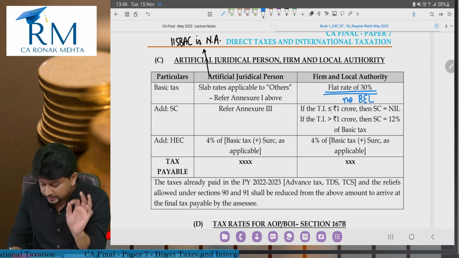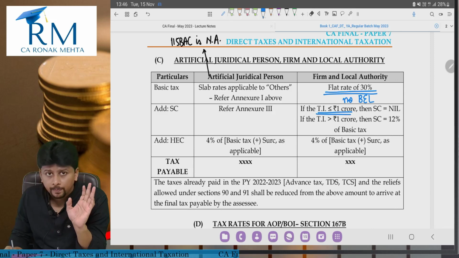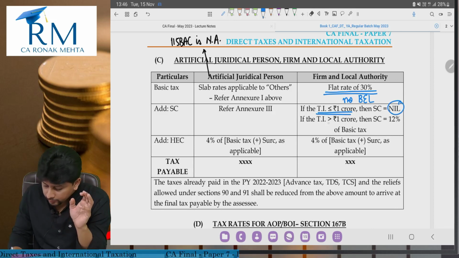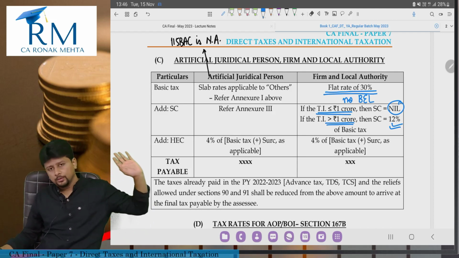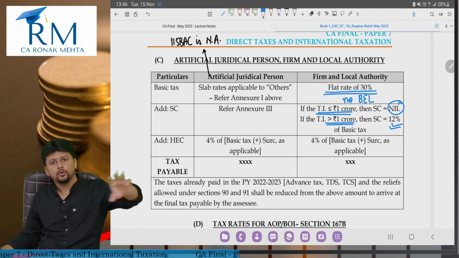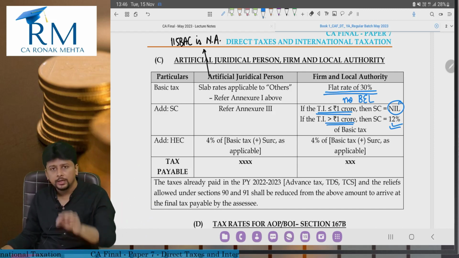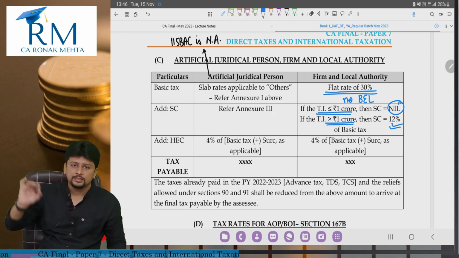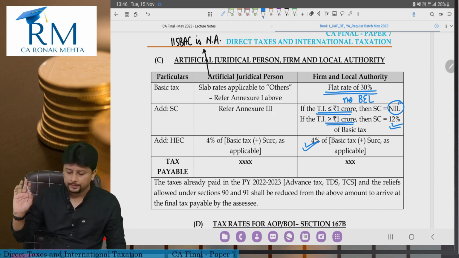This is the simplest surcharge thing. If your total income is up to 1 crore, no surcharge. If your total income is above 1 crore, surcharge is at 12%. Now above 1 crore, how much? Any amount. 2 crores, 5 crore, whatever, 10, 15, 35, 40 crores. If the total income is above 1 crore, surcharge will be at the rate of 12%. Health and education cess 4%.